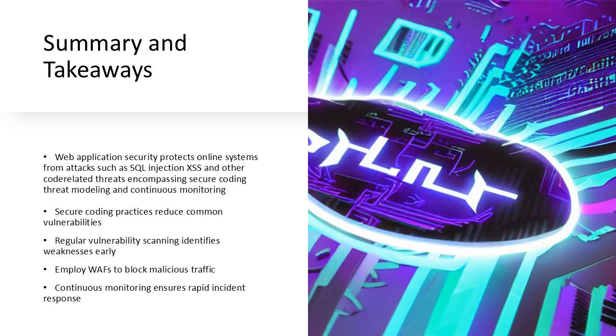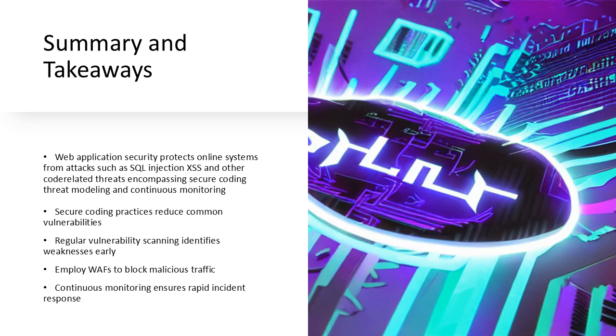Summary and takeaways. Web application security protects online systems from attacks such as SQL injection, XSS, and other code-related threats, encompassing secure coding, threat modeling, and continuous monitoring. Secure coding practices reduce common vulnerabilities. Regular vulnerability scanning identifies weaknesses early. Employ WAFs to block malicious traffic. Continuous monitoring ensures rapid incident response. Here's a simple and clear explanation for the slide content.